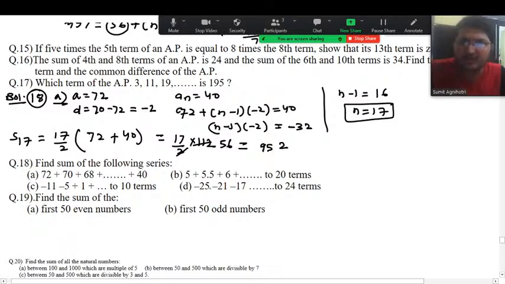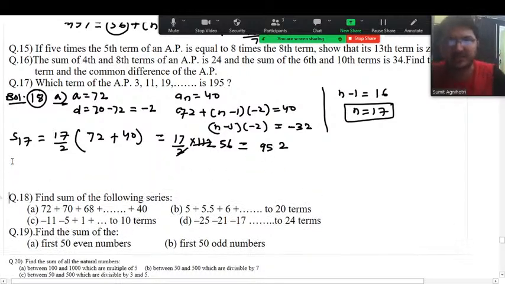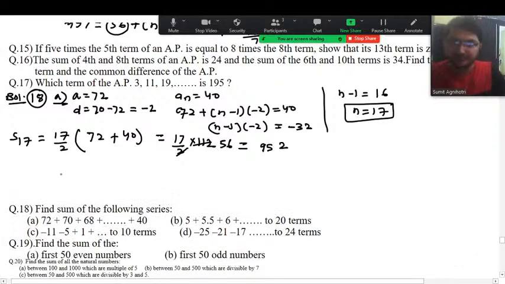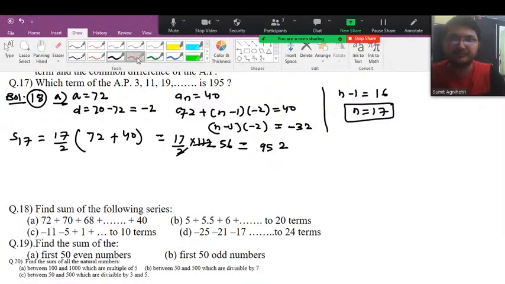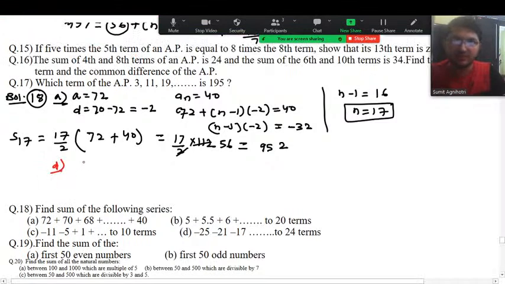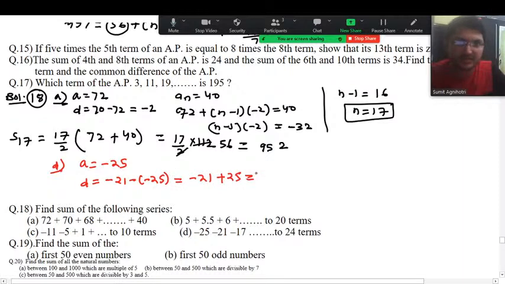Similarly, can you solve all of them? I want you to solve part D as well, the 18th question, part D. In part D, you already have the first term, minus 25. You also have d here, or you can consider the next term, minus 21, and subtract minus 25 from it. Minus 21 plus 25 is actually 4.